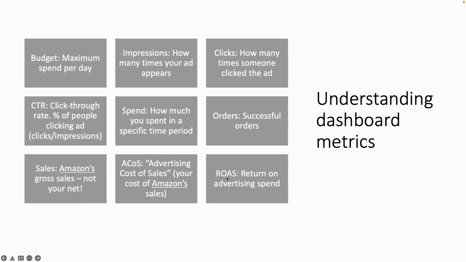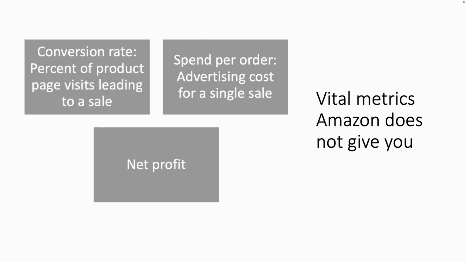ACOS and ROAS, these are different ways of calculating the return. I'm going to get to that in a little bit because some of these terms can be a little bit misleading. The other thing that's really important to understand is there are some metrics that Amazon does not give you that you will need to calculate on your own. The first one is conversion rate, the percent of product page visits leading to a sale. I've explained that elsewhere in this free masterclass, but this is a really important term to determine, and you can determine it. It takes a little bit of work, a little bit of math, or a little bit of spreadsheet magic, but it's not that hard to do.